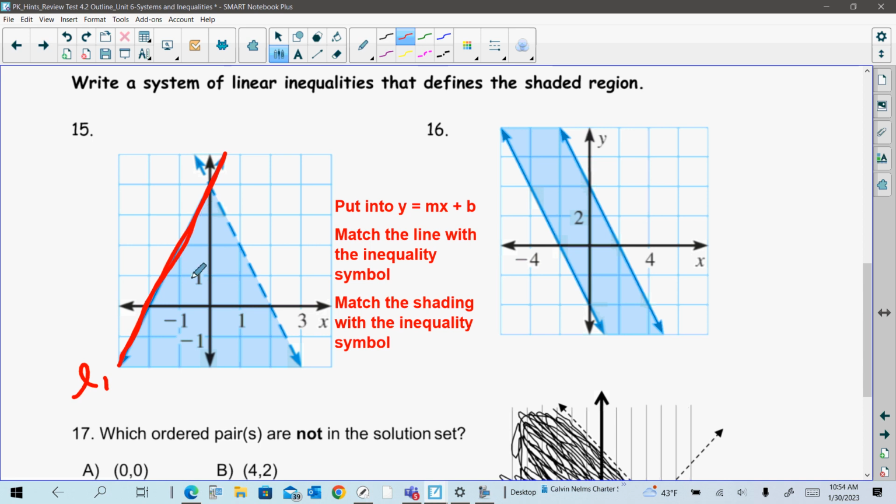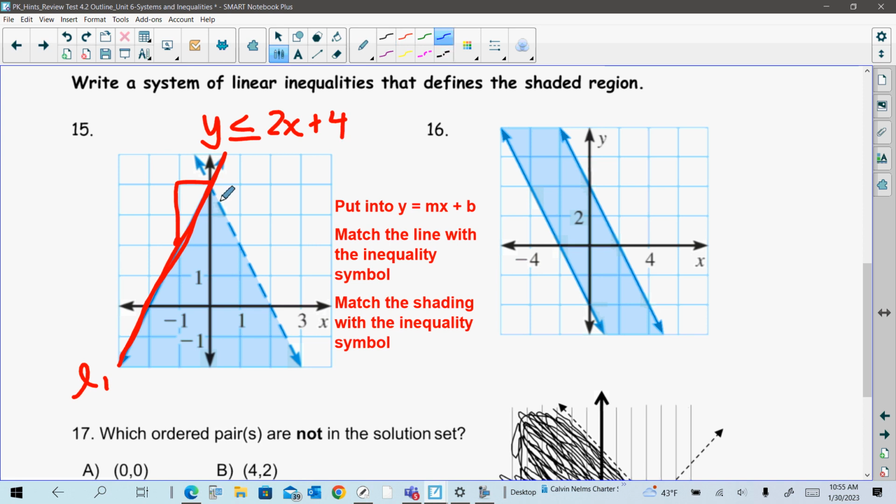But where is this shading to this line? If this is my red line, where did this shade happen? Below. So if it's below, it has to be less than or equal to. So my inequality would be y is less than or equal to. My slope here, I don't know if y'all see that, is up 2 over 1. So this will be 2x, positive 2x plus 4. If it's left, it's less.